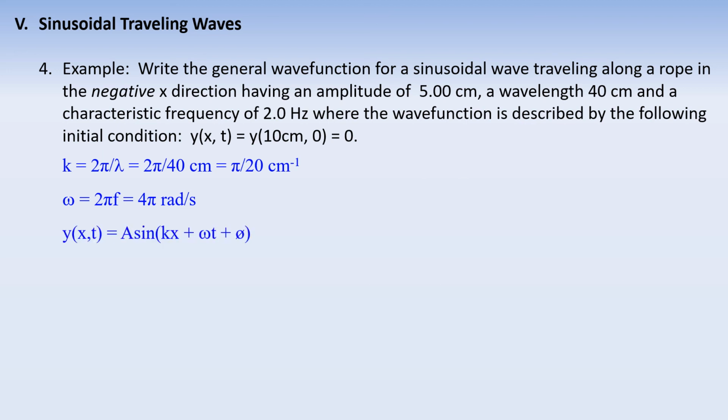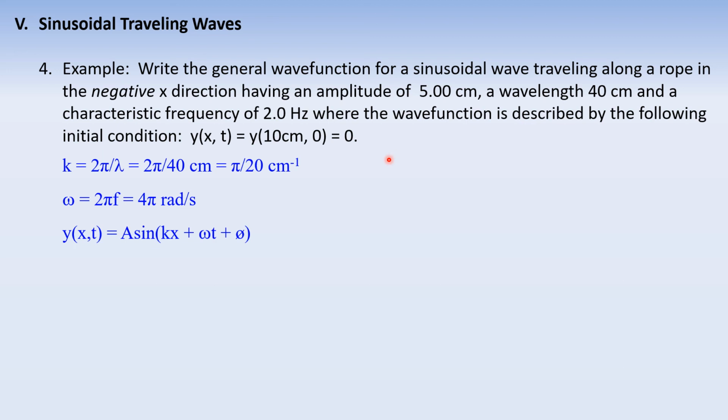And here is the generalized form of the wave function. Notice that since this wave is traveling in the negative x direction, our wave function has a plus sign here: kx plus omega t. Remember we said that for a wave traveling in the negative direction, it's written with the expression x plus vt. So here, kx plus omega t.